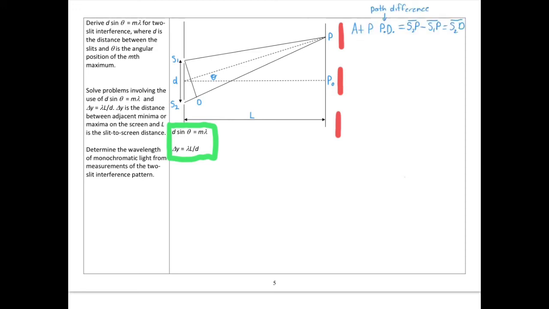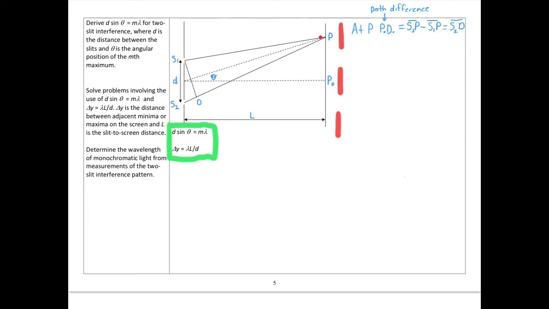So at the point P here, the path difference, which we'll just call PD, is equal to the distance the light has travelled from slit 2 to point P, so this distance here, minus the distance the light has travelled from S1P, so minus this distance here. That makes sense, that distance minus that distance. And in terms of this diagram, this little bit here, S2D represents the path difference.